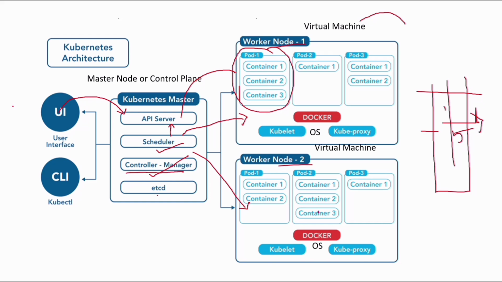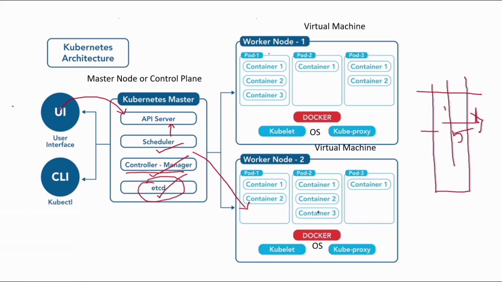Next is etcd. It is a database. It stores the configuration data of the entire cluster. The data includes how the pod is running, whether it is healthy or not, and the current state of the pod. Every piece of information is stored in etcd.